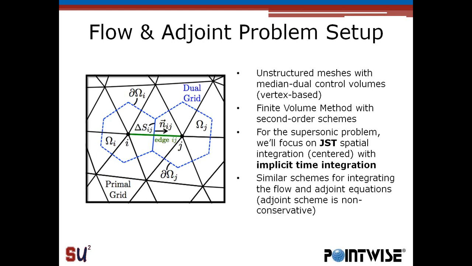So then we need to move on, and we need to actually compute the flow and the adjoint. And so for this, we're going to be using SU2, the unstructured meshes inside of SU2. The schemes we use are median dual control volume based, so vertex based schemes. We're going to be using the finite volume method with industry standard second order schemes, so centered schemes, upwind schemes. And for this particular problem, we're going to focus on using JST in spatial integration, so a centered scheme. And in time, we're going to be using an implicit scheme.